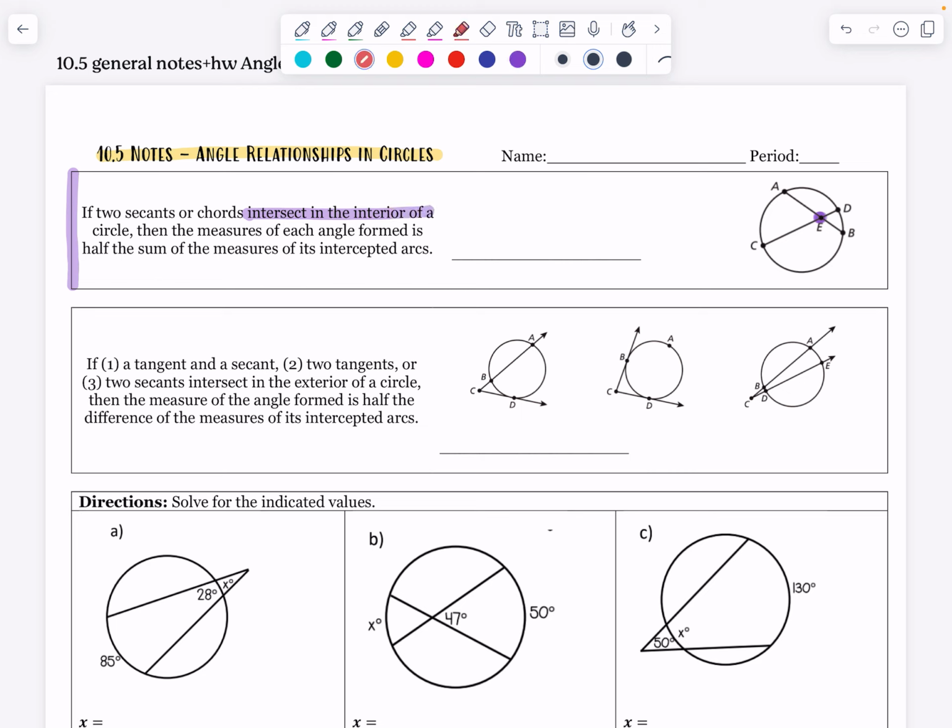We're also going to look at a situation where you have two lines that are intersecting on the exterior of a circle, meaning at point C. All three of these situations have two lines intersecting outside of a circle. So let's first look at the interior.